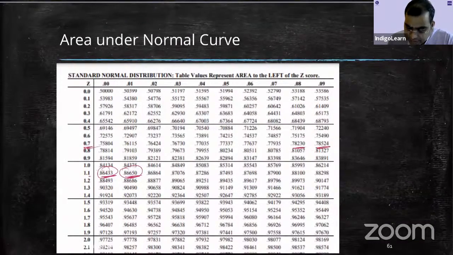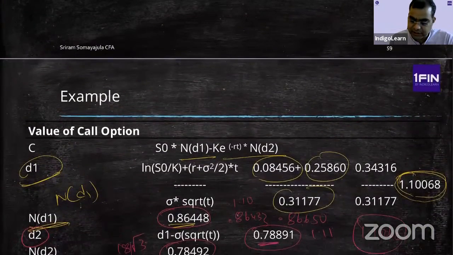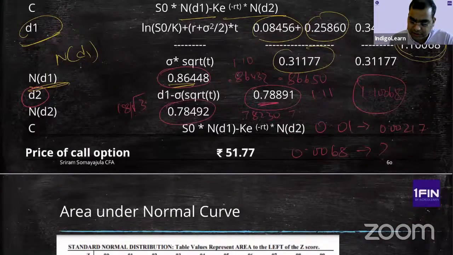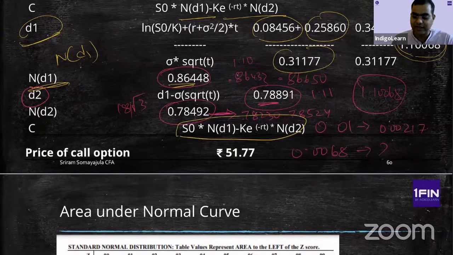What is 0.78891? It lies between 0.78 and 0.79, which are 0.78230 and 0.78524. So this value is lying in between these two. You see, this entire thing is more about arithmetic or computation than about any use of analytical ability. So you have to be very, very careful when you make these computations. Then you substitute all of those values into this and you will get the price of the call option as 51 rupees.